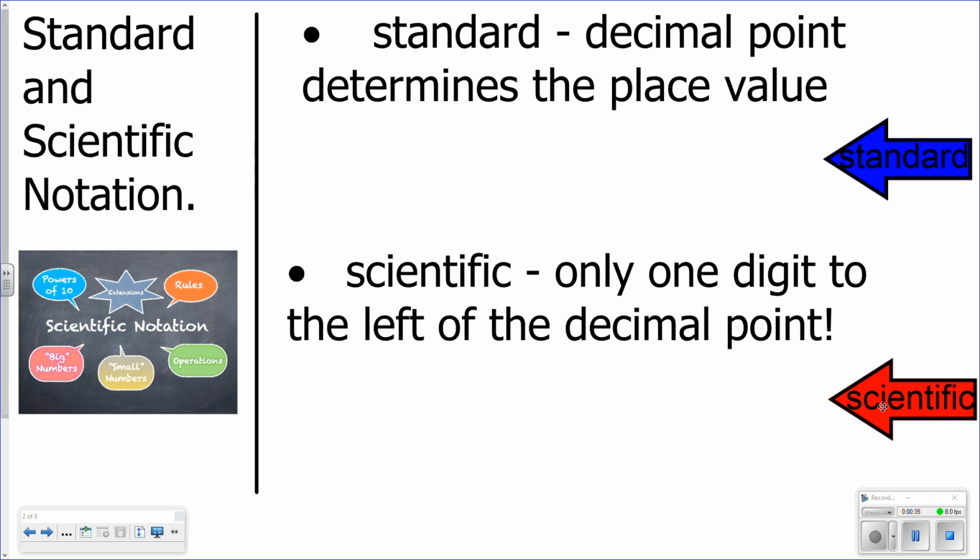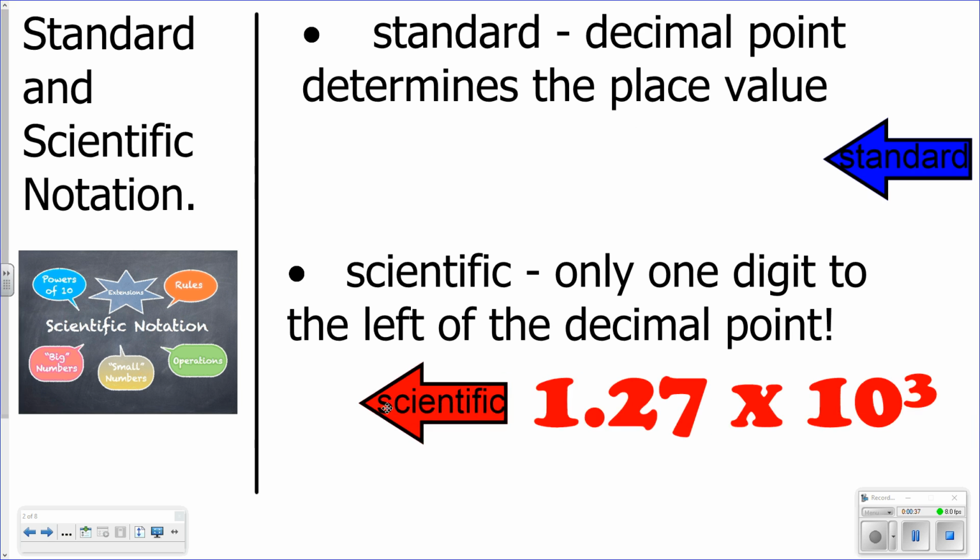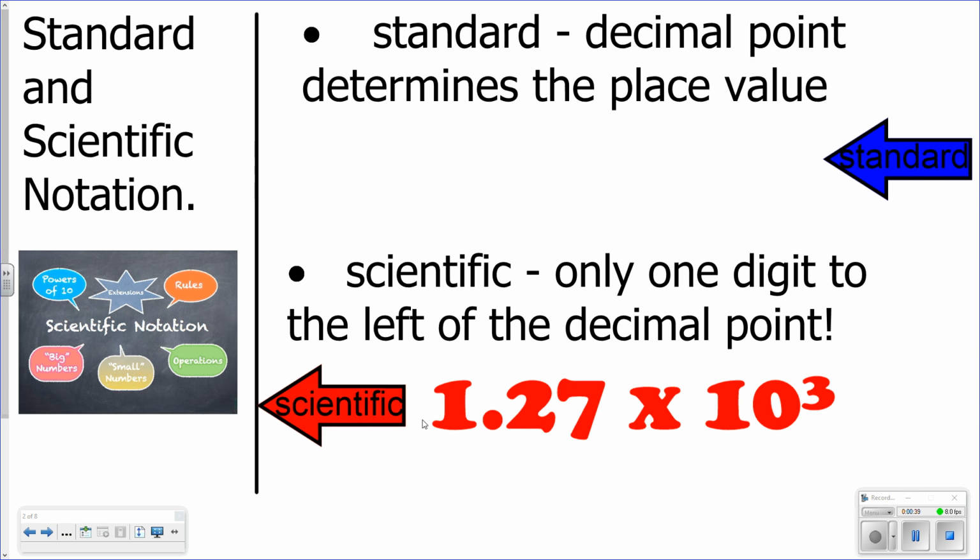Scientific: there's only one digit to the left of the decimal point. So no matter how big or small the number is, it's just one number in front of the decimal, and then this exponent is what tells us how big or small the number is.